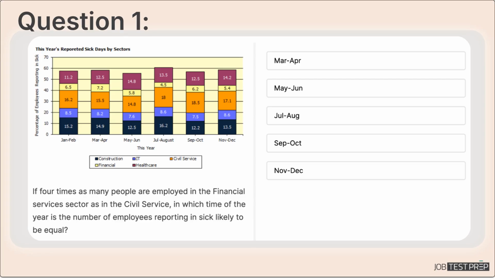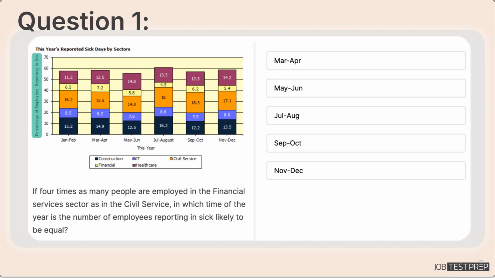Here there is a stacked bar chart titled "This Year's Reported Sick Days by Sectors," which illustrates how the percentage of employees reporting sick varies across different industries over the course of a year. The x-axis is labelled "this year" and is divided into 6 two-month time periods: January to February, March to April, May to June, July to August, September to October, and November to December, showing how sick leave trends change seasonally.